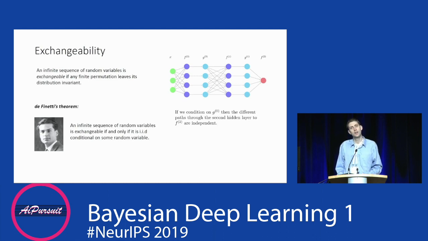So to recap, an infinite sequence is exchangeable if any finite permutation of elements in the sequence leaves its distribution invariant. Now, there's this fundamental theorem from Bruno de Finetti, which says that an infinite sequence of random variables is exchangeable if and only if it is IID conditioned on some random variable. So if we look at later layers in the network and we clamp the layer previous to it, then we'll get back the independence that we needed for the central limit theorem. So although we have a dependent central limit theorem, the type of dependence we have is exchangeability, which tells you actually quite a lot about the central limit theorem.